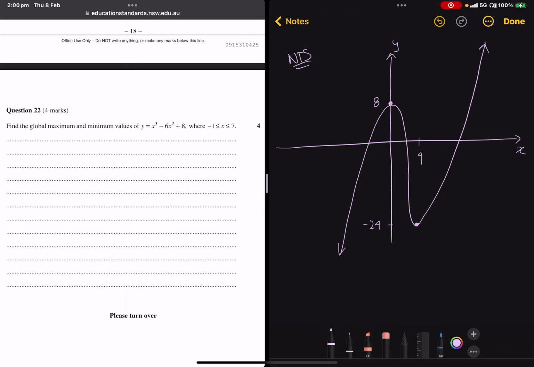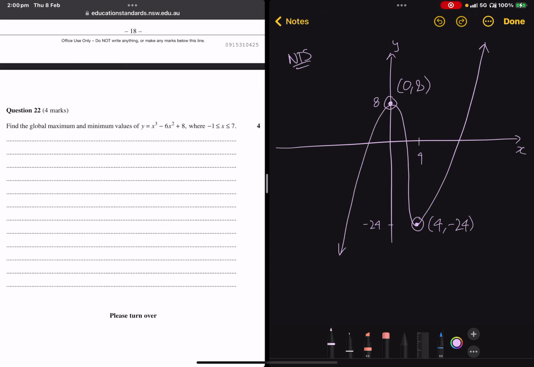So the point (0, 8) is certainly a maximum. It's definitely a local maximum, because it's much bigger than all the points around here. And this point here, (4, -24), is definitely a local minimum because it's lower than all the points around here. The question is, in the range -1 to 7, are these the actual biggest values? They might be, they might not be.